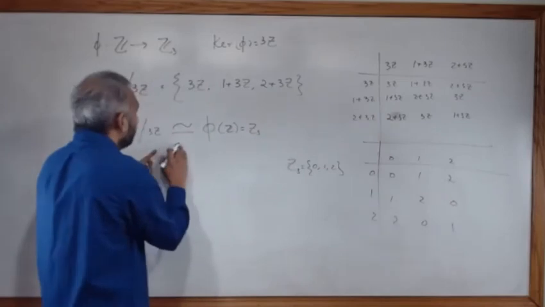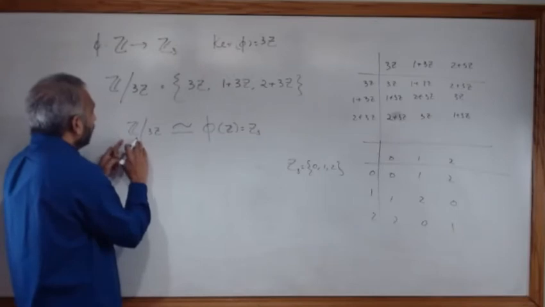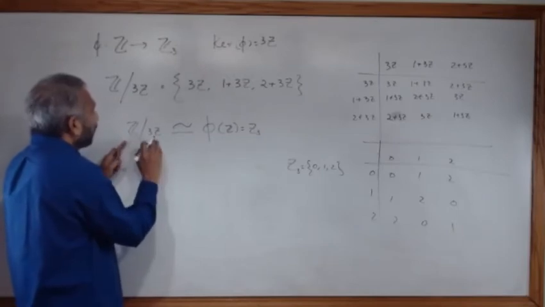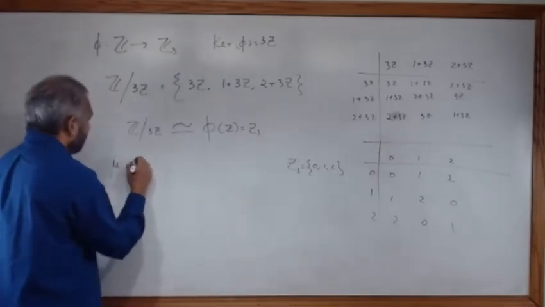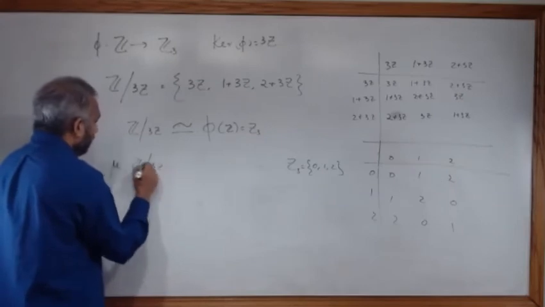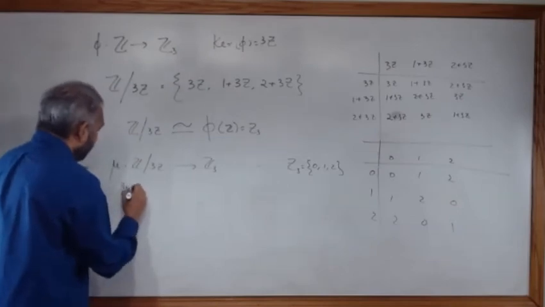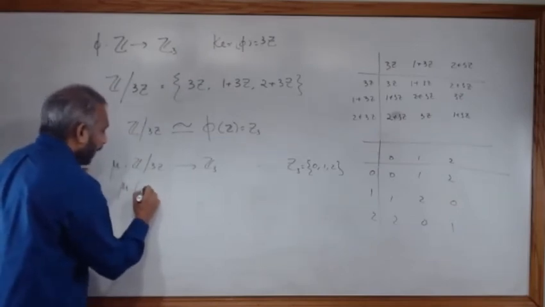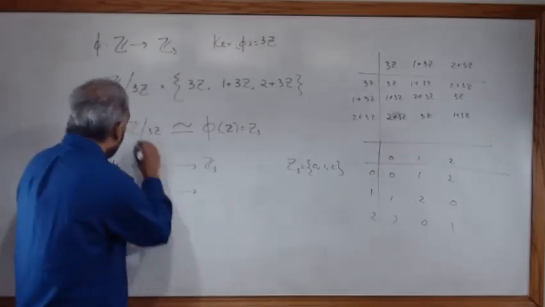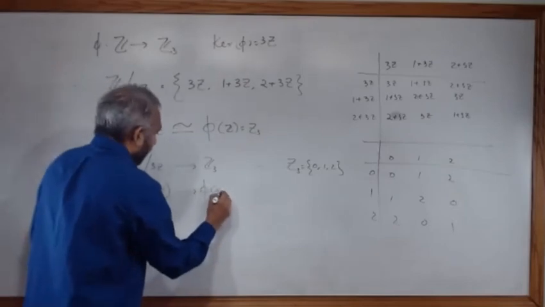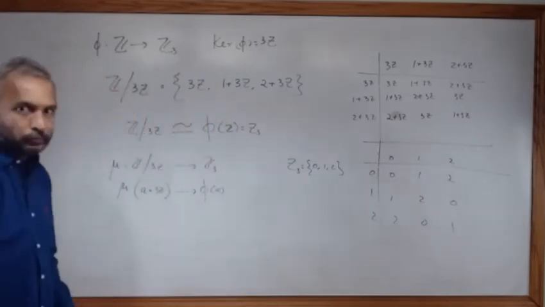And that's why we are saying the factor group is isomorphic to Z3. And what is the isomorphism here? The isomorphism from Z over 3Z to Z3 is going to be, what is the element here? It will be a plus 3Z, and that is going to be phi of a. And that is exactly what is happening here.